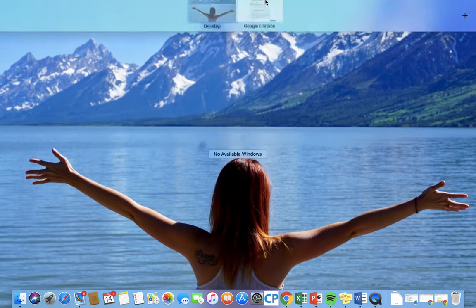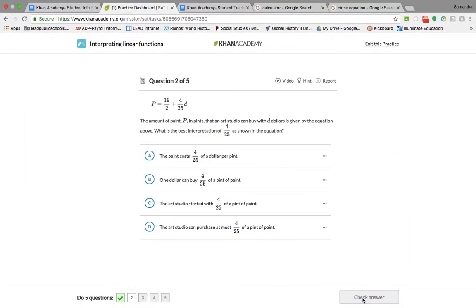Oh, sorry. Now it says the amount of paint, P in pints, that an art studio can buy with D dollars is given by the equation above. What is the best interpretation of 4 over 25 as shown in the equation? The paint cost of $1 per pint.